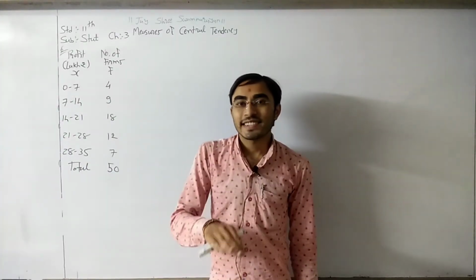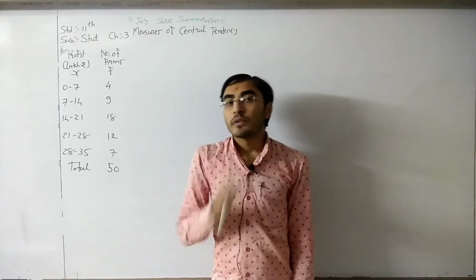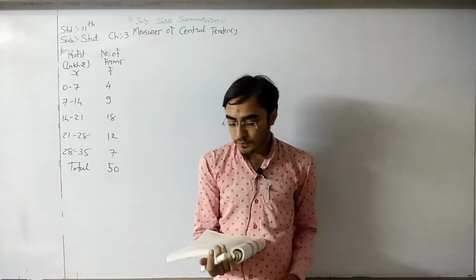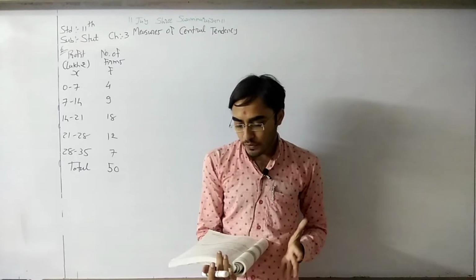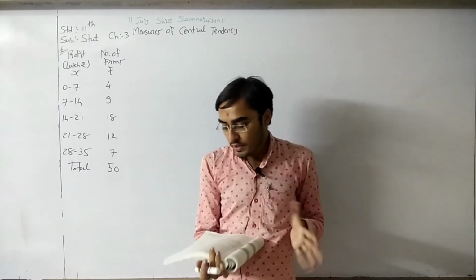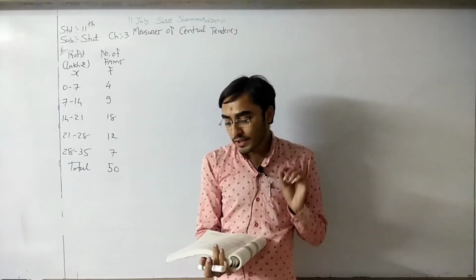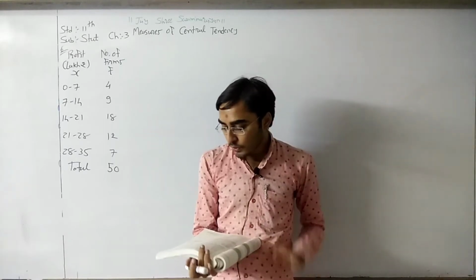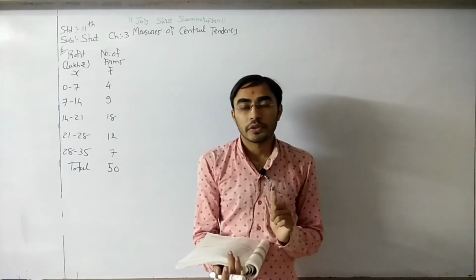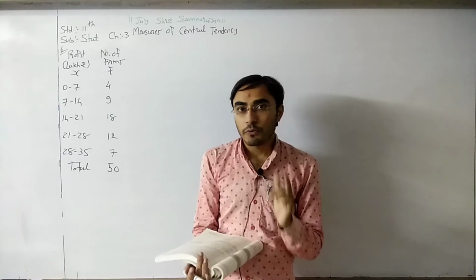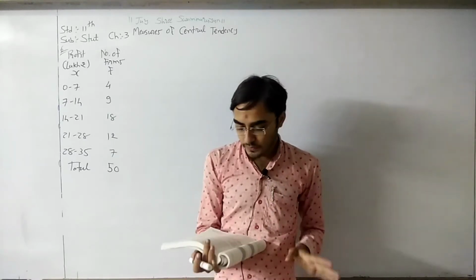Then next is question number 6. First of all, read this question. The information of profits in lakh of 50 films is given below. Find mean profit. Here we need to find mean profit. That means we need to find the mean.